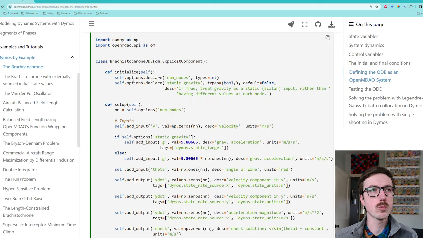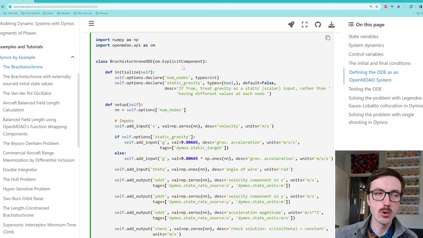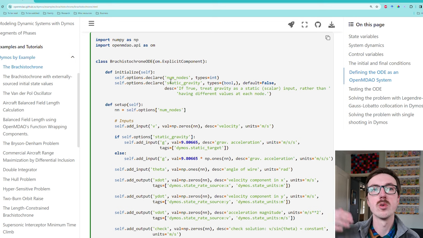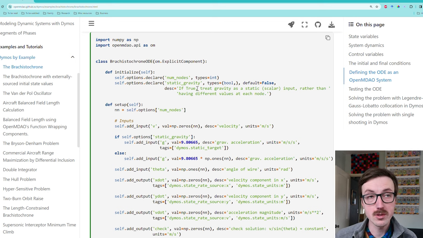So here we instantiate a Brachistochrone ODE as an explicit component. This is a normal, simple system in OpenMDAO. We first initialize it and say, here's the number of nodes we have, or the number of points in time that we are discretizing this problem. And then we also have static gravity. This is unimportant for this example, but just know that it means gravity is the same at every point in time. For spacecraft applications, that might not be true, but we're not doing that right now.